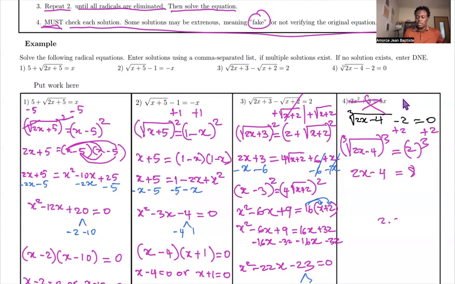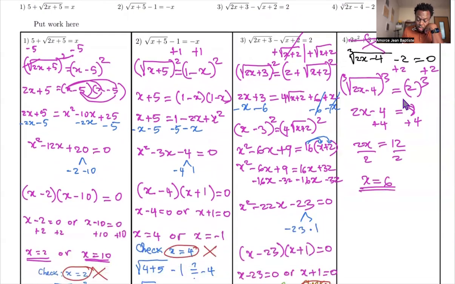8. That's 2 times 2 times 2, 2 to the third power, that's 2 multiplied by itself 3 times. That's 8. So with that, we can solve for x by adding 4 on both sides. 2x equals 12, divide by 2, x equals 6. Now this is the only solution we'll get.